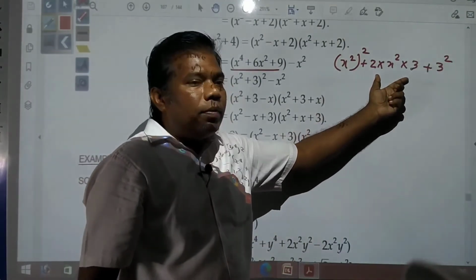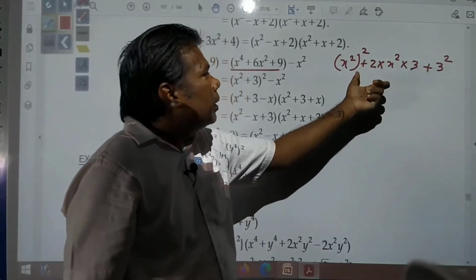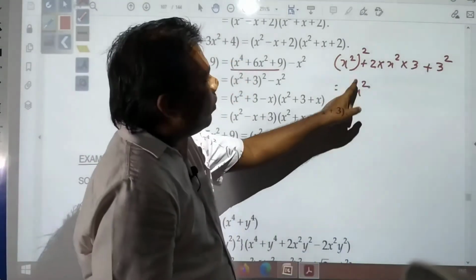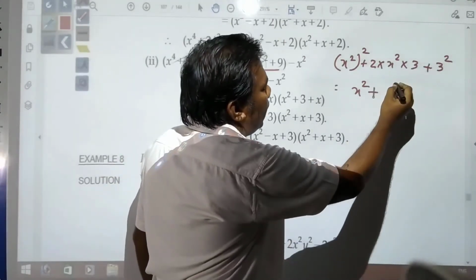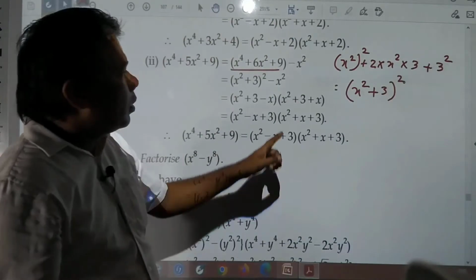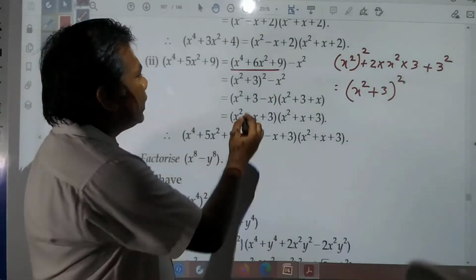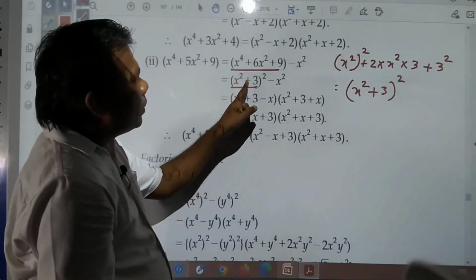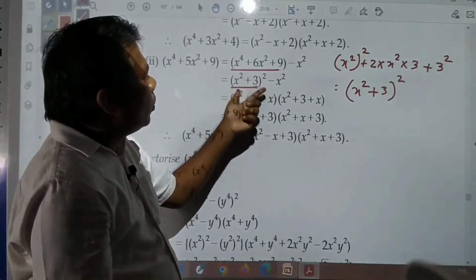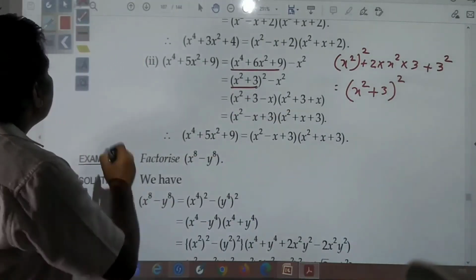Now this came in formula. a² + 2ab + b² means (a + b)², which means in place of a you have x² plus, in place of b you have 3. (a + b)² you have got, and the second one you have x². Now this came in formula a² − b², so (a − b)(a + b). That you write down and that will be your answer.